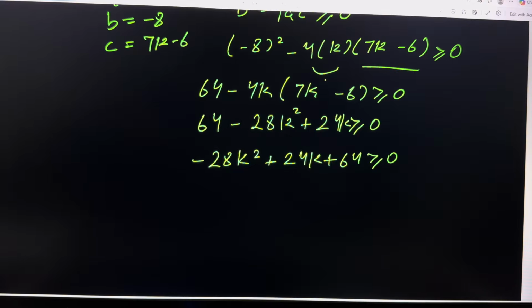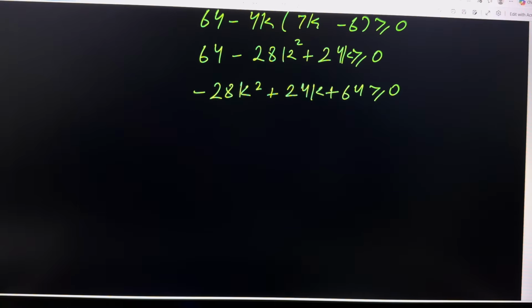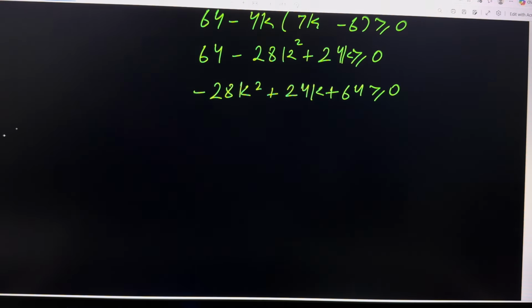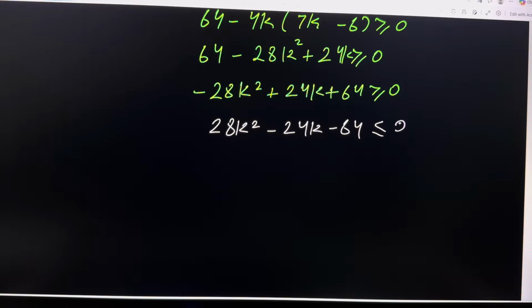So here we have to solve this quadratic equation now. Okay, let's break it down. First of all, let's change the sign. You can take minus common and then divide it on the other side. So this becomes 28k squared minus 24k minus 64. And remember, if you change the signs of each one of them, this sign flips. So this becomes less than or equal to 0.